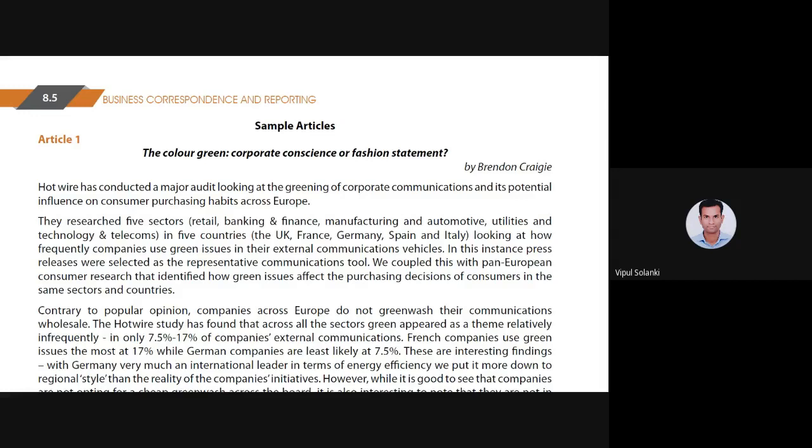What does it mean? I mean, corporate conscience. I'm very sorry. Corporate conscience means that any strategy behind what they are making, or a fashion statement, means they are publishing something and then putting it out as the new trend, and you have to follow that trend. Okay. All right. Very well.